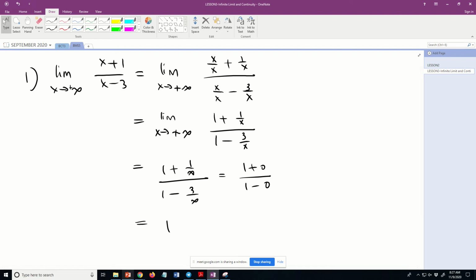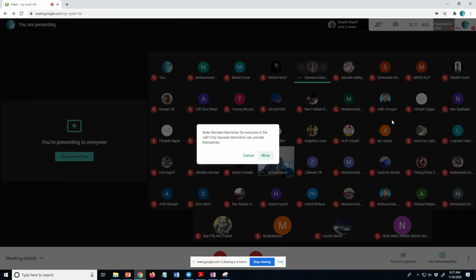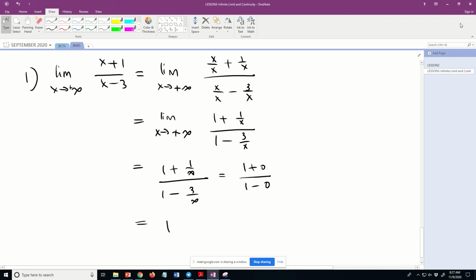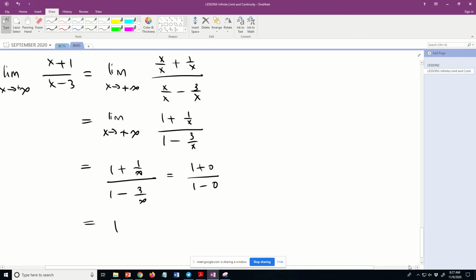Okay, so kita pergi soalan 2. Saya letak di sini. Okay, soalan 2. Limit x approaches positive infinity of 2x square plus 5 divided by x plus 1. So the dividing factor is limit x approaches positive infinity.